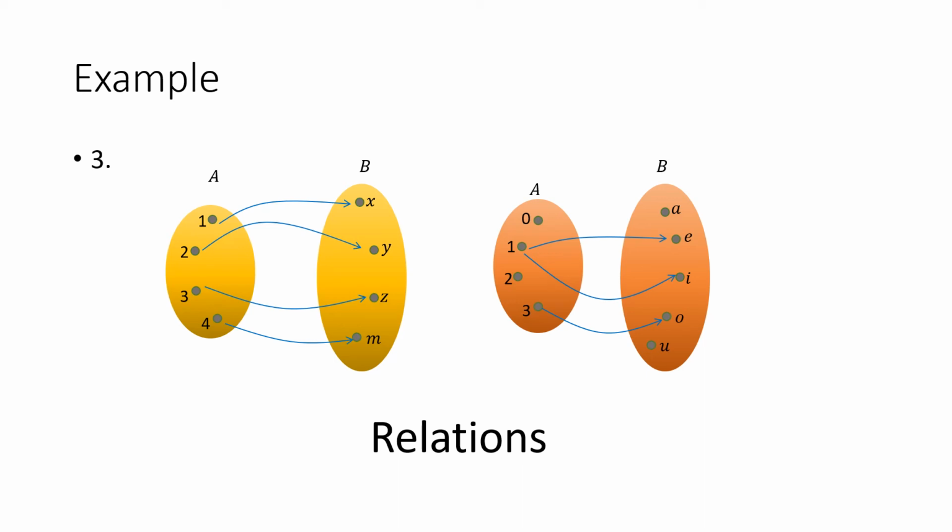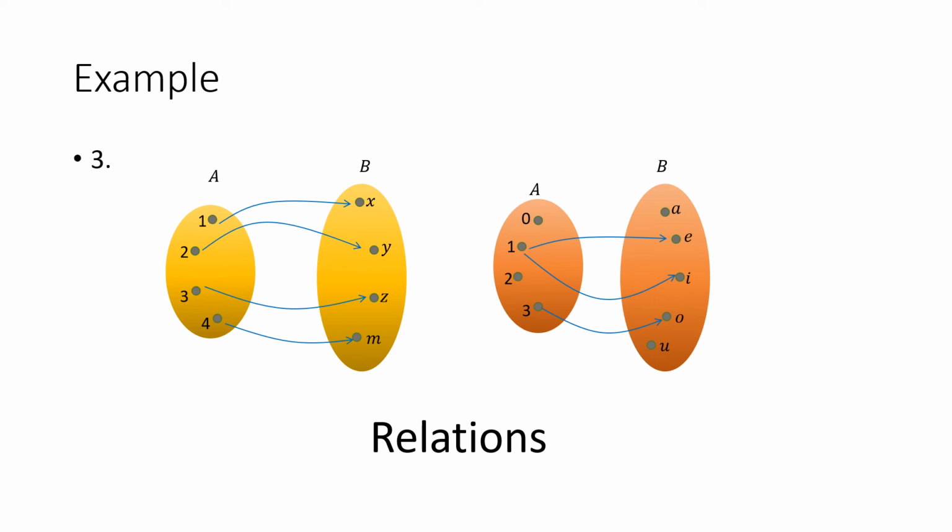Now, another way of describing a relation is by mapping two sets, set A and set B. Again, set A is the domain and set B is the range. If we look at this first example, the element 1 is paired with X, element 2 is paired with Y, element 3 is paired with Z, and element 4 is paired with M. Now, notice that every element in the domain A has exactly one element in the range B. This is an example of a relation.